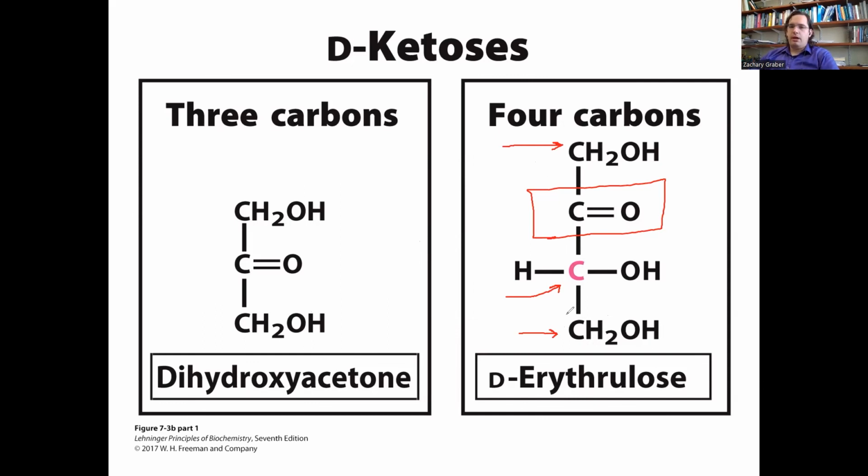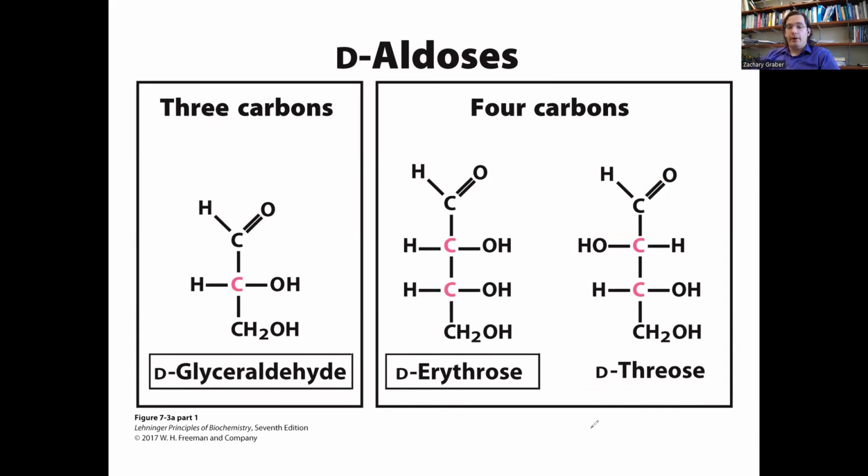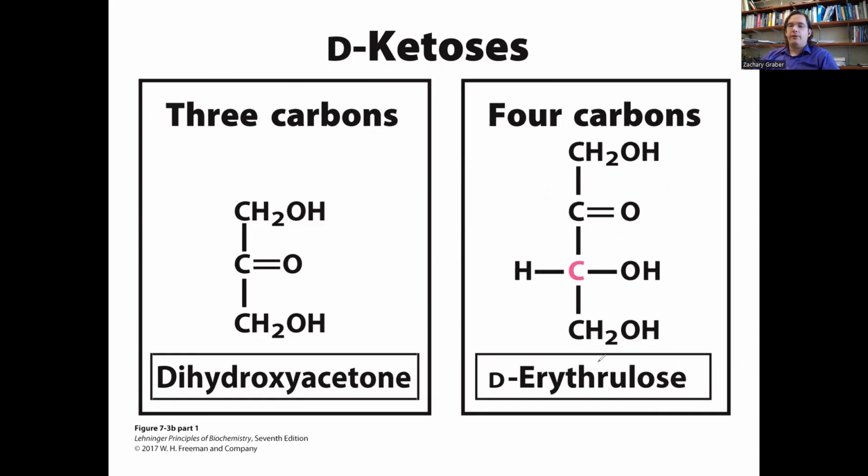For our 4-carbon ketoses, we have 2 forms again, a D-erythrulose and an L-erythrulose. Notice the similarities in name here between our ketose and our aldose. For our aldose, we had D-erythrose, and for our ketose, we have D-erythrulose. So this will be a common naming pattern that we'll see, as we commonly see this -ulose ending to indicate a sugar that is very similar to an aldose, but it's the ketose form.